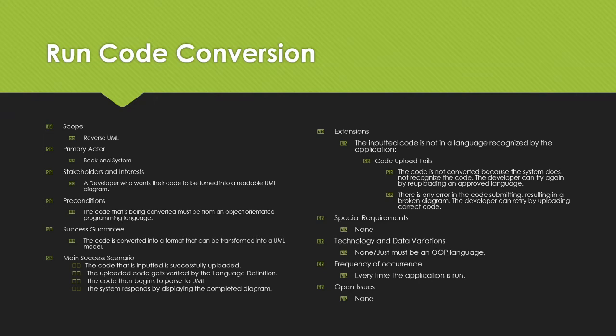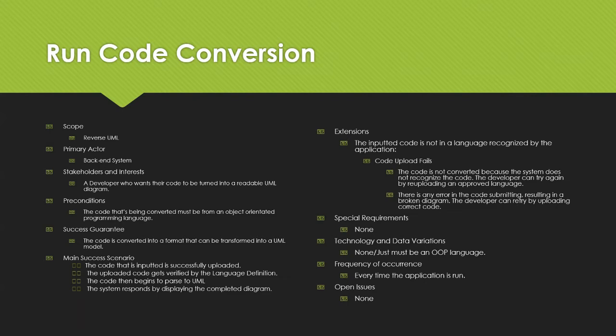The scope is reverse UML. Primary actor is just our backend system. Stakeholders and people of interest is a developer who wants their code to be turned into a readable UML diagram. Preconditions: the code that's being converted must already be coming from an object-oriented programming language. The success guarantee is that the code is converted into a format that can be transformed into a UML model.